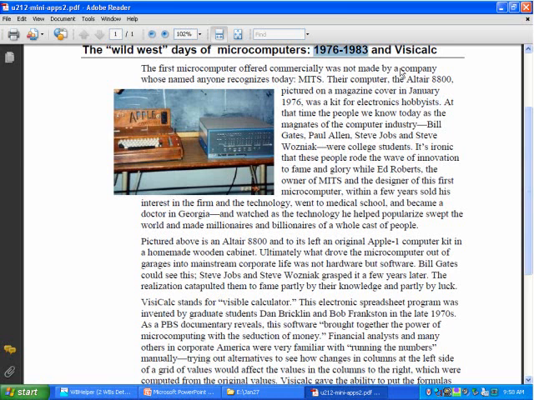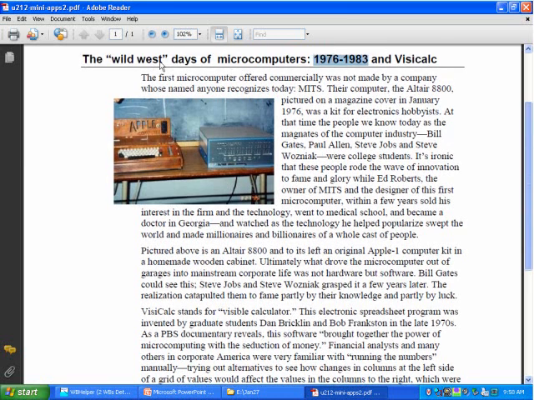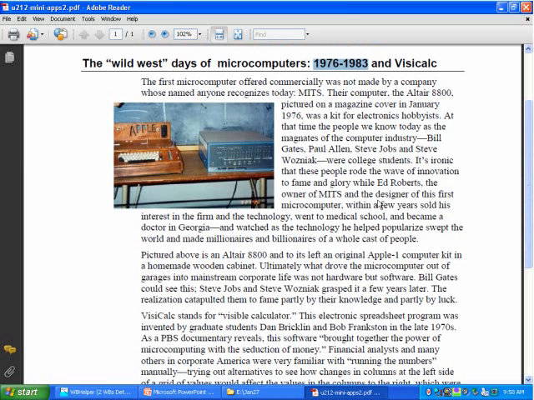Now, why 1983 as the end of this Wild West days of microcomputers? Well, in 1983 is when IBM unleashed its personal computer. Did I get that right? Was it 81 or 83? I looked that up. I lived through that, but it was a long time ago. So, early 80s, let's say. IBM finally legitimizes the microcomputer for the business workplace.